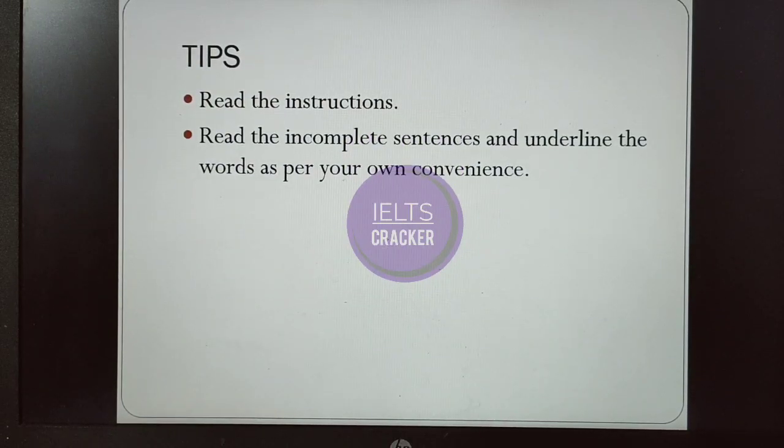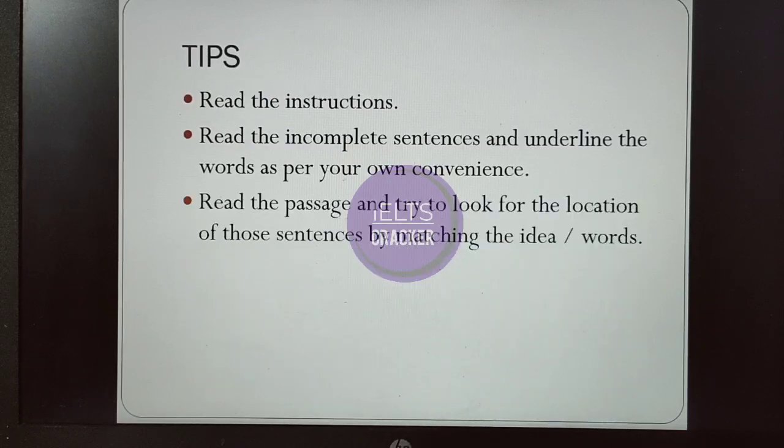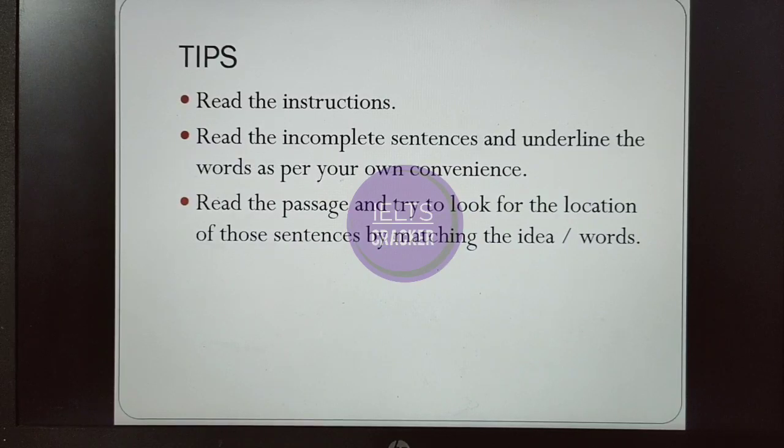Next is read the incomplete sentences and underline the words as per your own convenience. So after reading the instructions, you will read the incomplete statements given to you, and along with that you will underline some words that you think will help you out in finding the location in the passage. Next is read the passage and try to look for the location of those sentences by matching the idea or words. So guys, after reading those sentences, you are required to shift toward the passage.